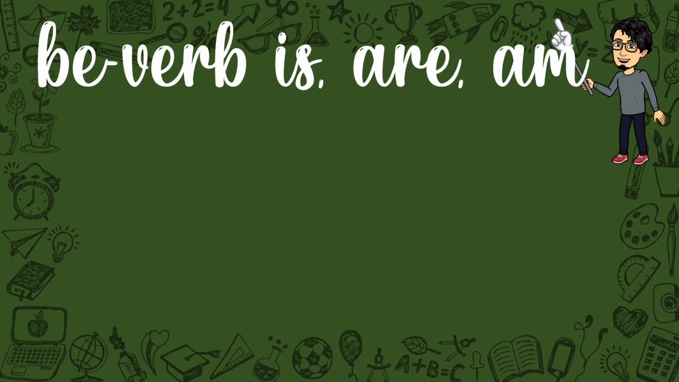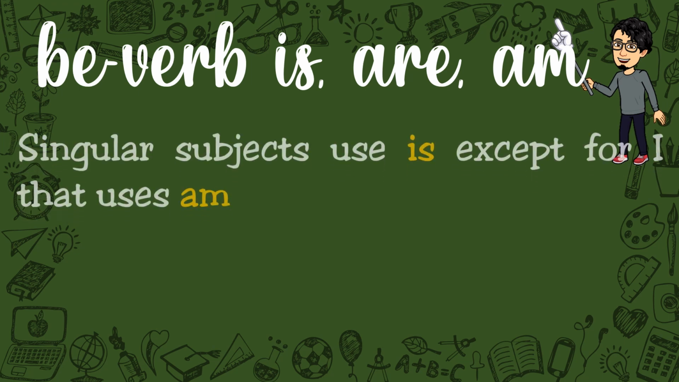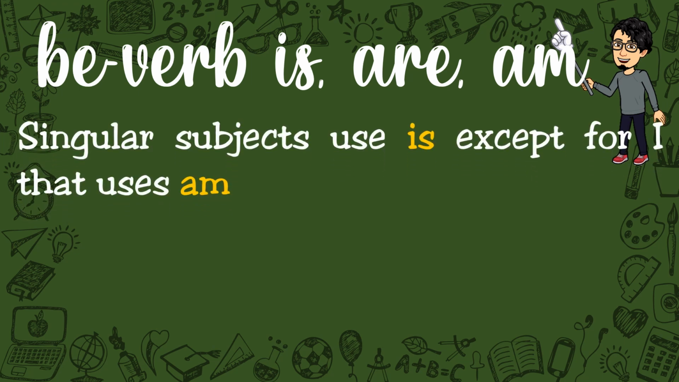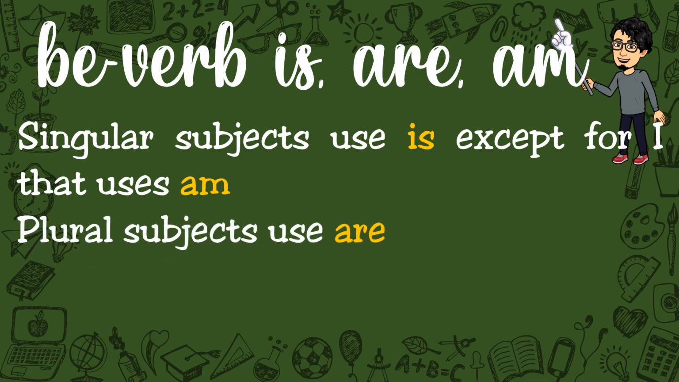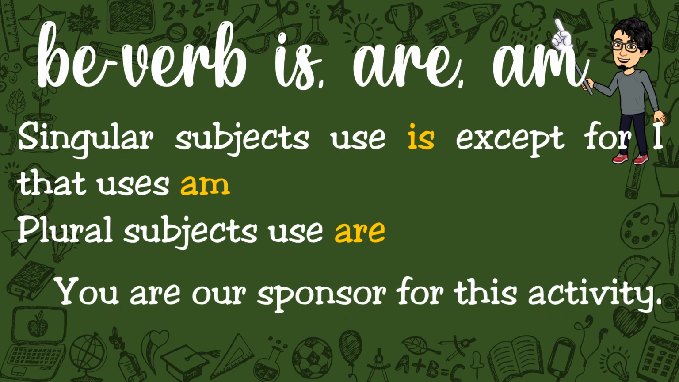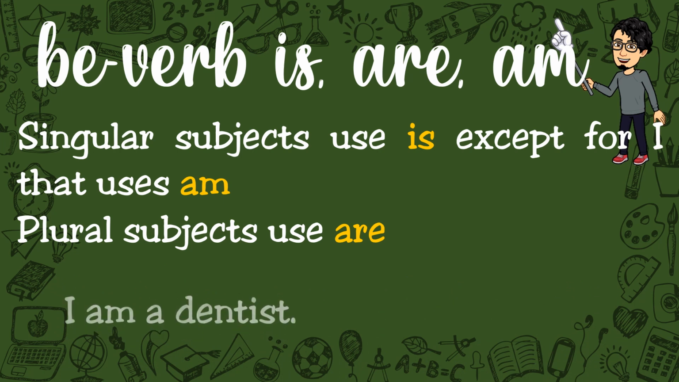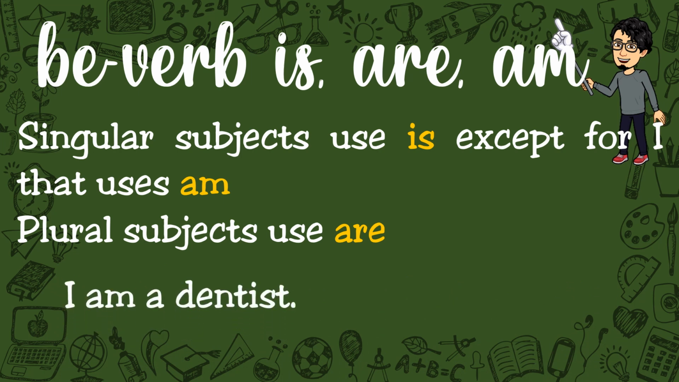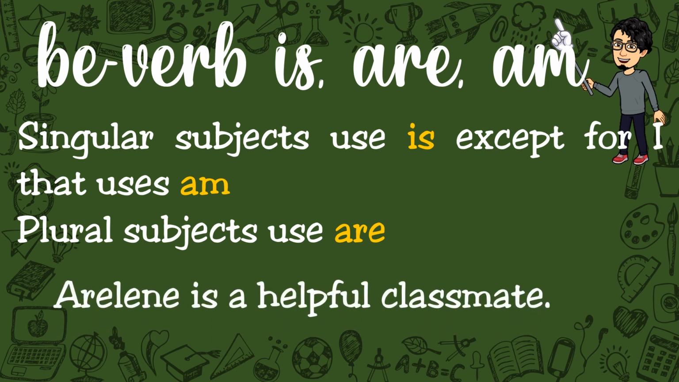Be verbs are is, are, and am. Singular subjects use is except for I that uses am. Plural subjects use are. You are our sponsor for this activity. The verb here is the word are. I am a dentist. The verb here is the word am. Arlene is a helpful classmate. The verb here is the word is.